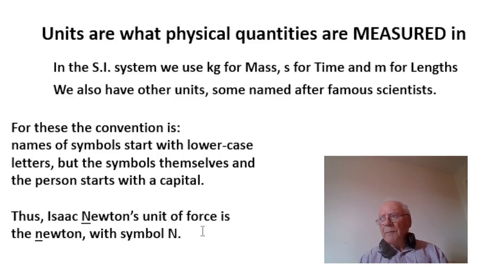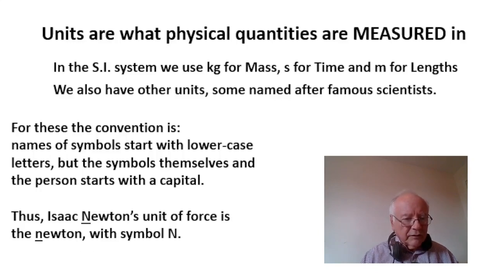We also have other dimensions other than mass, length, and time. For example, we have temperature, which is measured in kelvin, and we have current, which is measured in amperes, and there's also luminous intensity, which we measure in candelas, and the amount of substance, which we measure in moles. So there are other dimensions and there are other units.